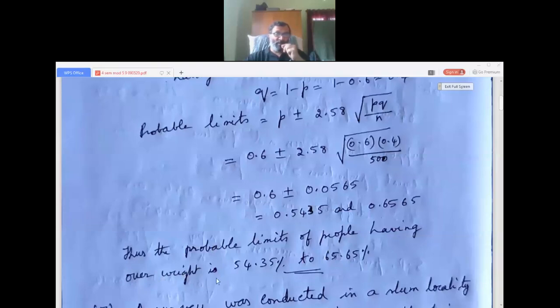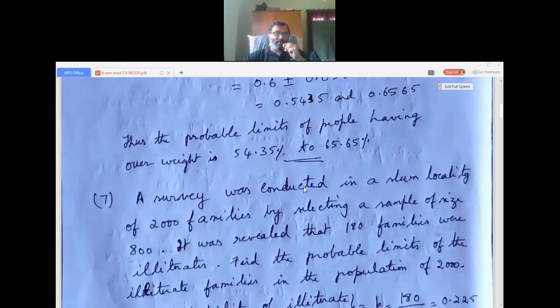Therefore, the probable limits of people having overweight is 54.35% to 65.65%. Okay. Now we go to the next question.